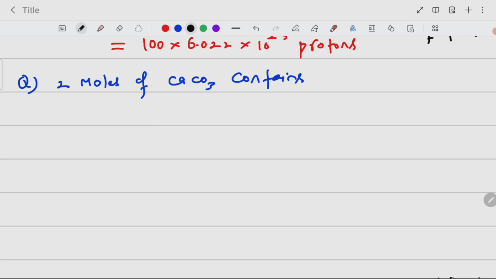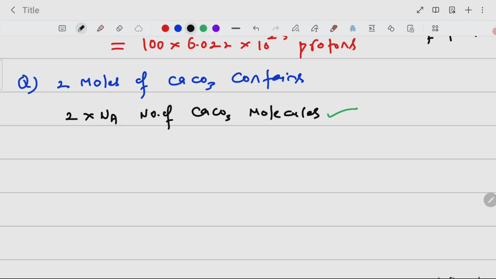2 moles of CaCO3 contains, I am writing one statement here, 2 into Avogadro number of CaCO3 molecules. Is the statement correct? Of course, because 2 moles of CaCO3 contains 2 into Na number of CaCO3 molecules. Perfectly correct.